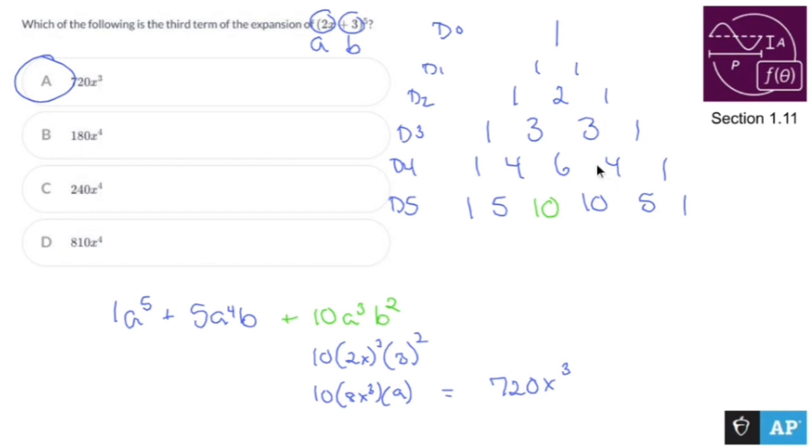So I kind of feel dumb. I could have just noticed that immediately because it asks for the third term of that expansion. So A, I could have done right away if I just would have realized that that's the only cubic one there. But I did the whole thing, and I'm glad I did.